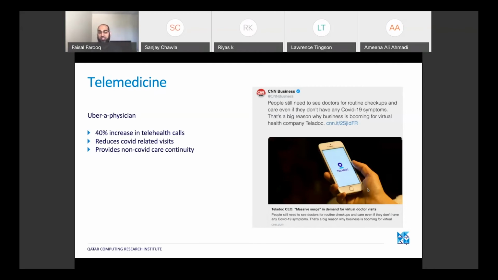What this 40% increase simply translates into is a decrease of people going into clinics or into emergency rooms and hospitals. So you basically maintain and manage that capacity outside of the hospital.